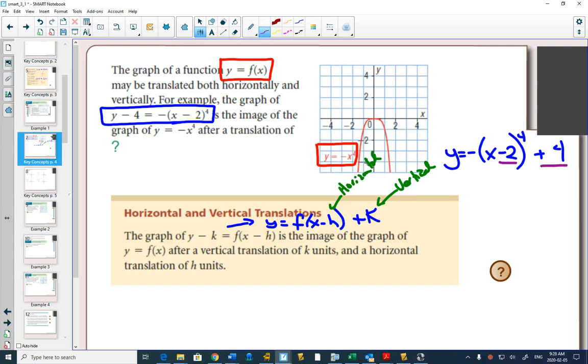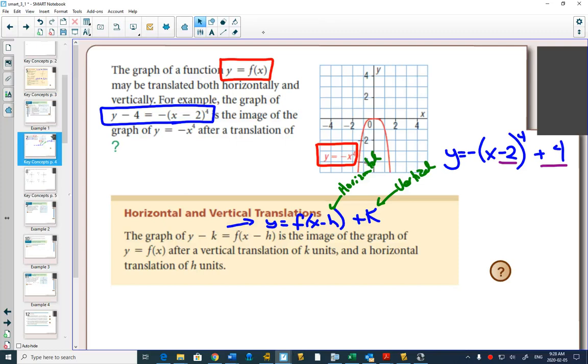That minus 2 is inside the function. The plus 4 is outside of the function. Yes, it's already graphed. So this is just part of your notes to help understand. Then we'll go to example 2 and do one.